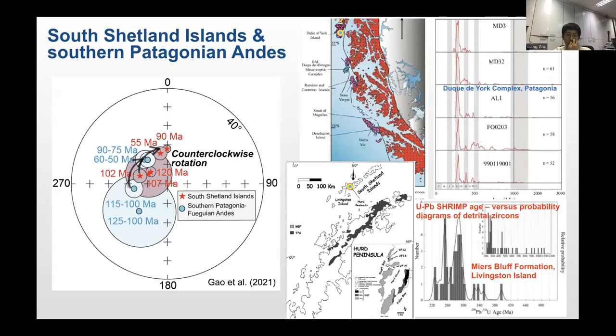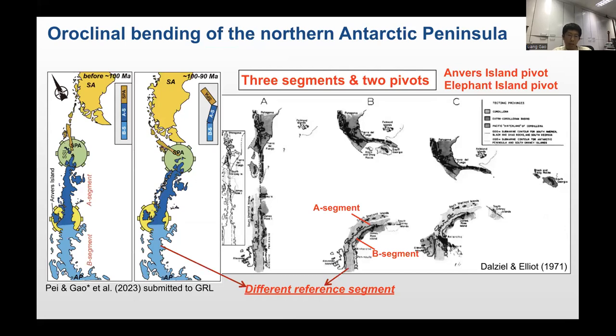Okay, this means that the SSI, the South Shetland Islands, experienced the same scale of counterclockwise rotation as the South Patagonian Andes, supporting that the SSI was a part of the South Patagonian Andes. Also the detrital zircon ages have similar patterns between Livingstone Island and the rocks from the Patagonian Andes. So our data support that the Antarctic Peninsula and the South Patagonian Andes were connected and straight.